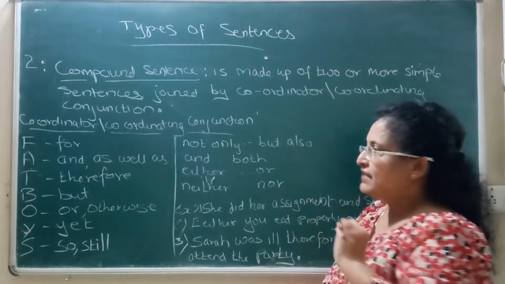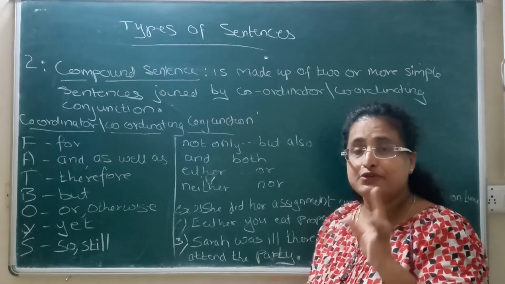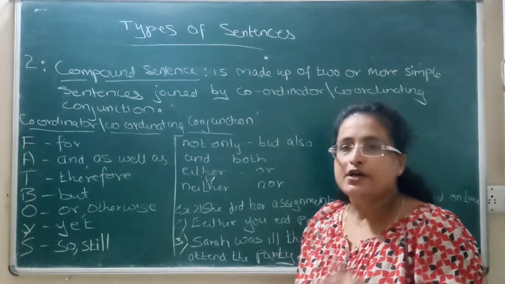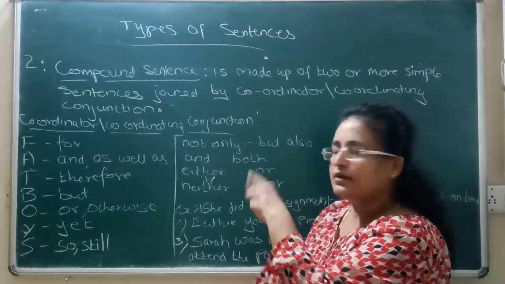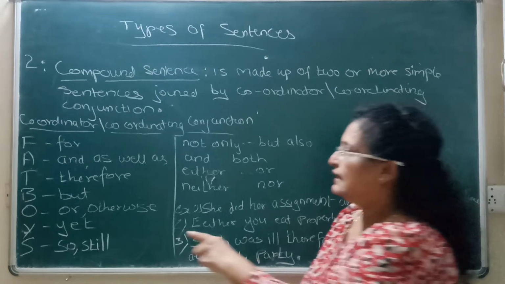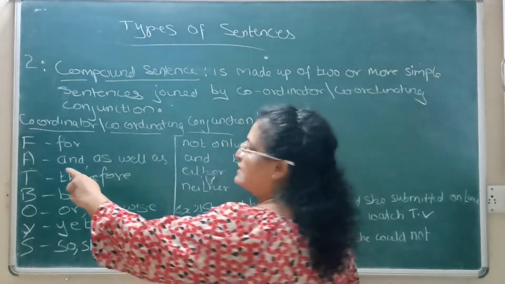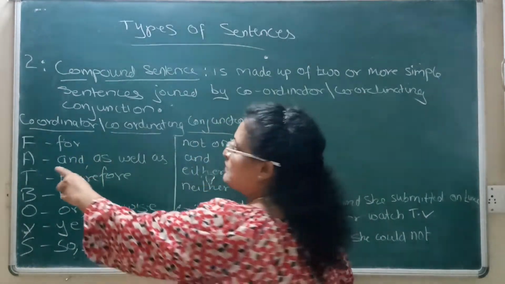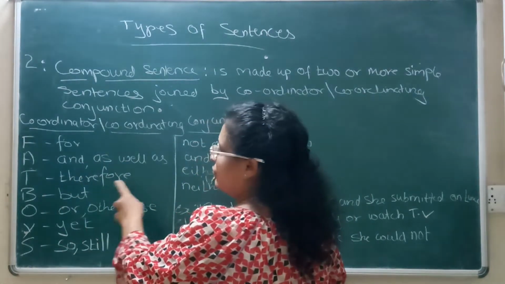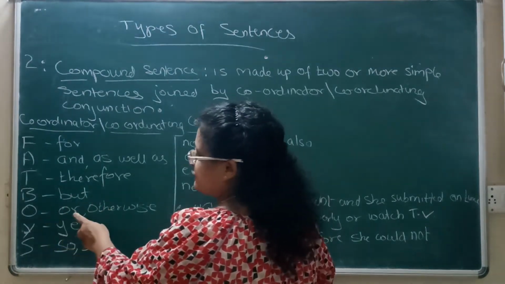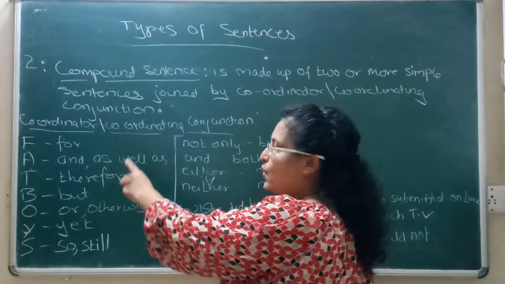Now, the very easy trick to remember compound sentences is that you have to identify the conjunction. Because there are two types of conjunction, coordinator and subordinator, children do get confused between these two. So what I have done is maintain a very easy way to remember, an acronym: FANBOYS. Remember this acronym. F stands for "for", this is a coordinator. A stands for "and", as well as, other coordinators. T stands for therefore, B stands for but, O stands for or, otherwise, Y stands for yet, S stands for so, still. These all are coordinators.